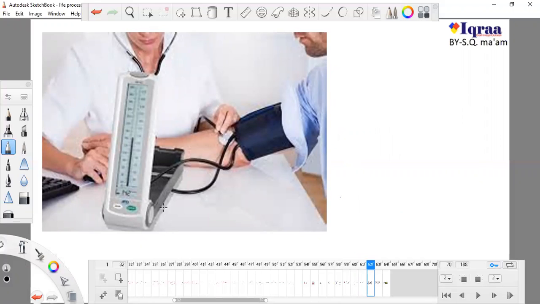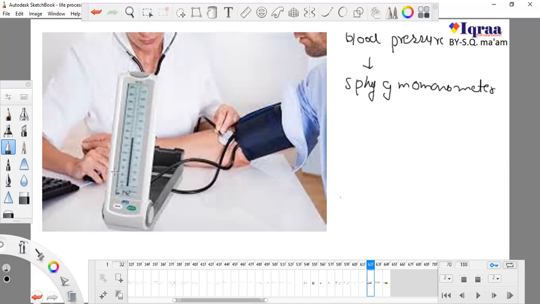So this machine is known as a blood pressure machine, and the name of this machine is sphygmomanometer. Some of you have experienced how they take the pressure of blood. This is a cuff, and they bind it around our arm and they take the pressure.